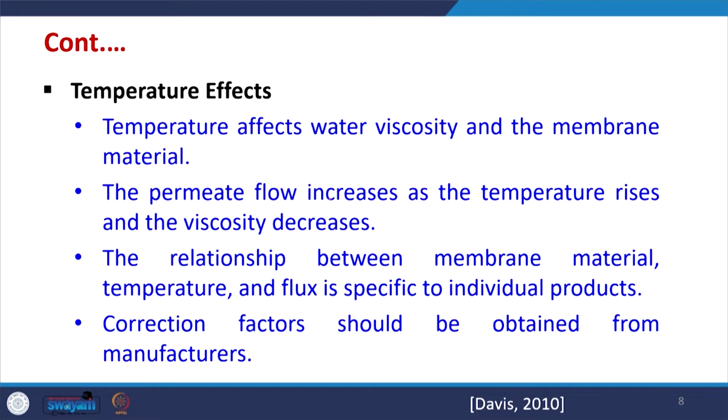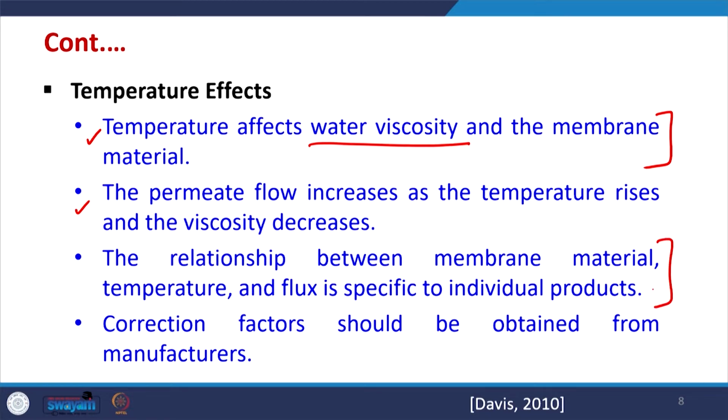the membrane material also. So, we have seen with respect to cellulose acetate that there is the effect of temperature on the cellulose acetate material. Similarly, for different membrane materials there is a lot of effect of temperature, which affects the water viscosity also. So, if water viscosity gets changed, the flux also gets changed. The permeate flow increases as the temperature rises because the viscosity decreases with increase in temperature. The relationship between membrane materials, temperature and flux is specific to different types of individual products.